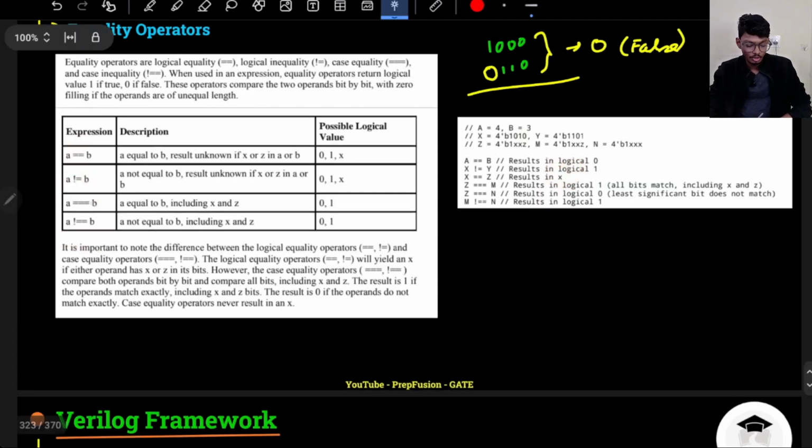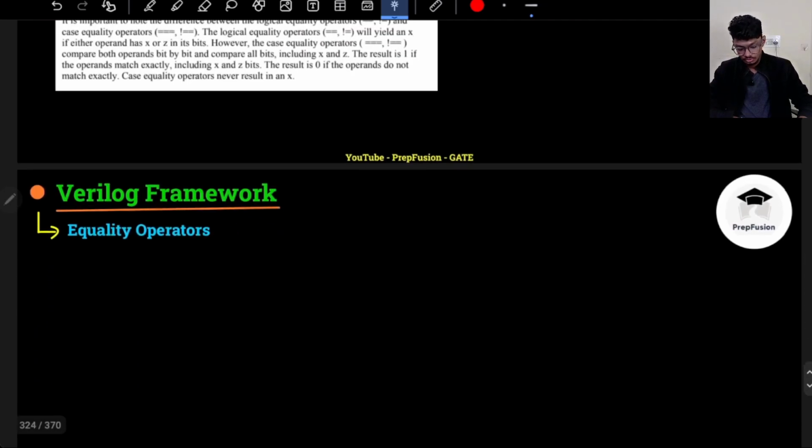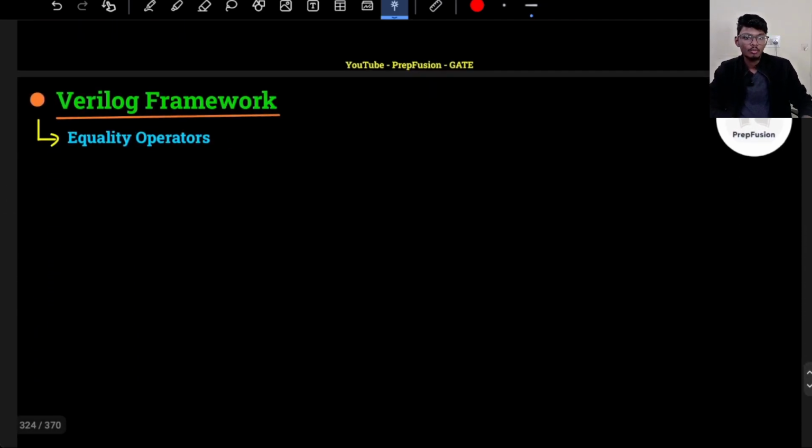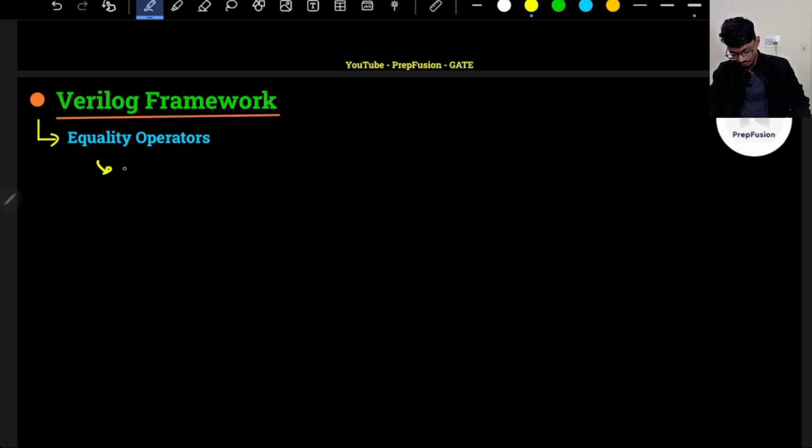For these two operators, we will never get x, right? We will either get 0 or 1. So remember these possible logical values. This is a bit important. Okay. So let's see how we will check the equality. Equality is totally synthesizable.